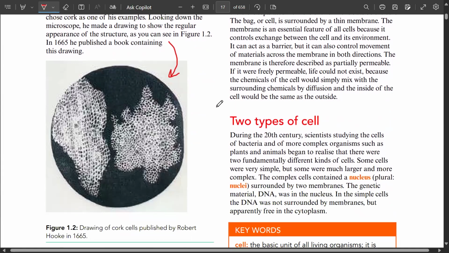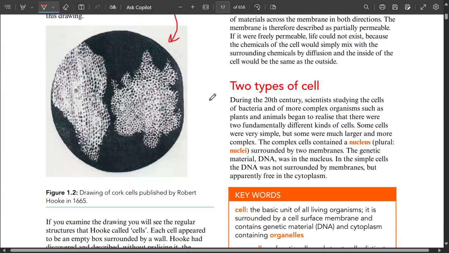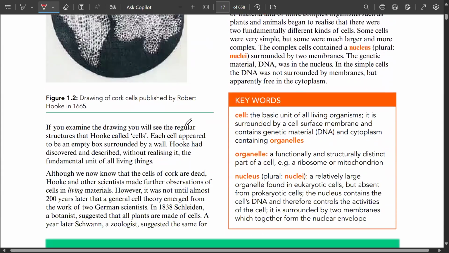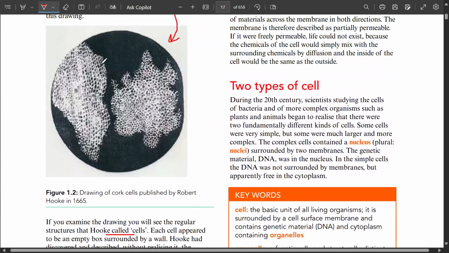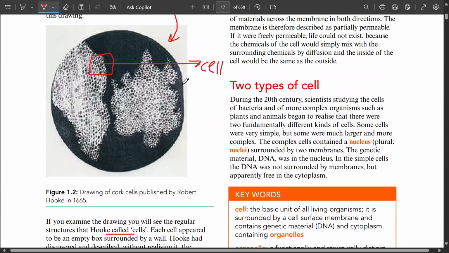In 1665, he published a book containing this particular drawing that he saw. If you examine the drawing, you will see regular structures that Hooke called cells. In this drawing, he saw very similar structures. You can see small boxes, and they are all similar, and he called them cells. This was observed under a normal light microscope.